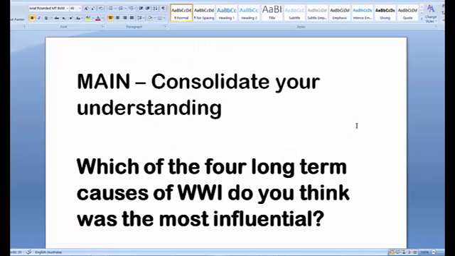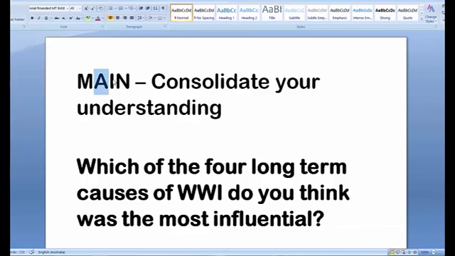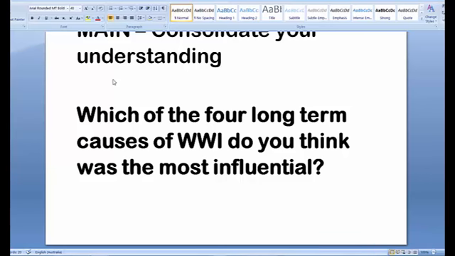Welcome back, guys. Our final task for today is to consolidate your understanding of our acronym MAIN. Of course, MAIN here stands for militarism, alliances, imperialism and nationalism. To consolidate your understanding, I'm going to ask you to do a written task. Your task is this. Which of the 4 long-term causes of World War I do you think was the most influential, the most important? What was the biggest cause of these 4?